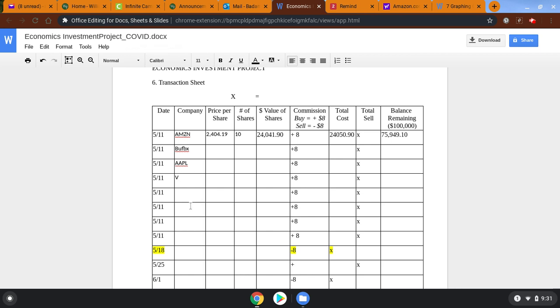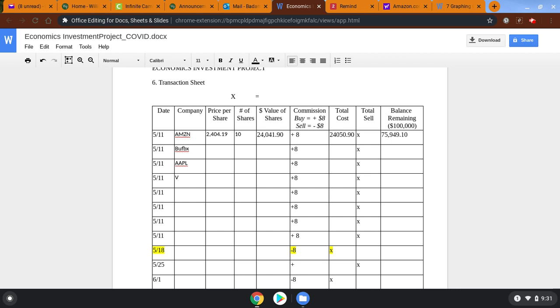And again, this part can be cut and paste. You can go to your beginning stock chart, select all your companies, cut and paste them in. Select all your price per share, cut and paste it in. Select how many shares, cut and paste it in. Then do the total value. Your price per share times, that's what this X is for, number of shares equals the value of your shares. How much is it going to cost to buy these stocks? And then you can cut and paste that in up until 5/11. You're going to do all that.